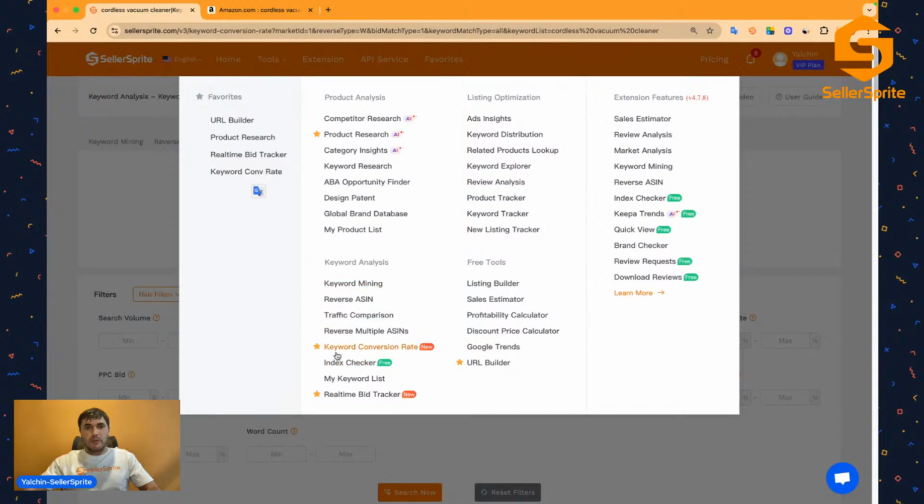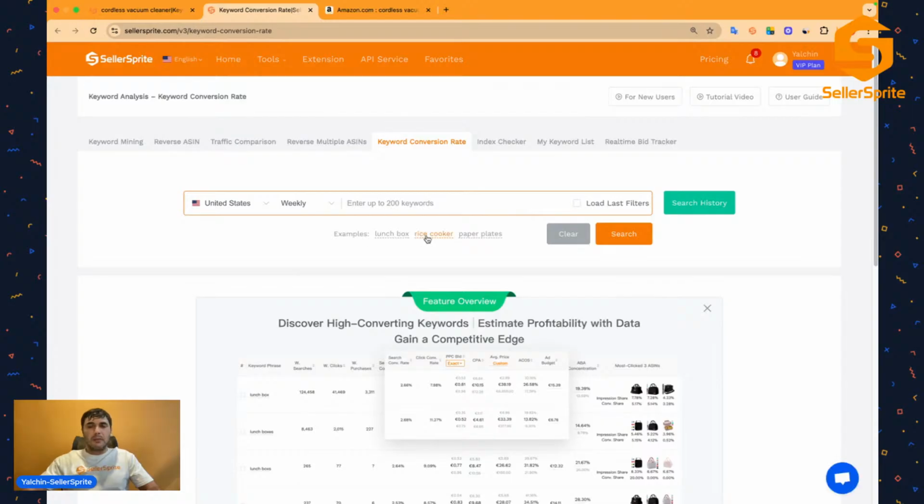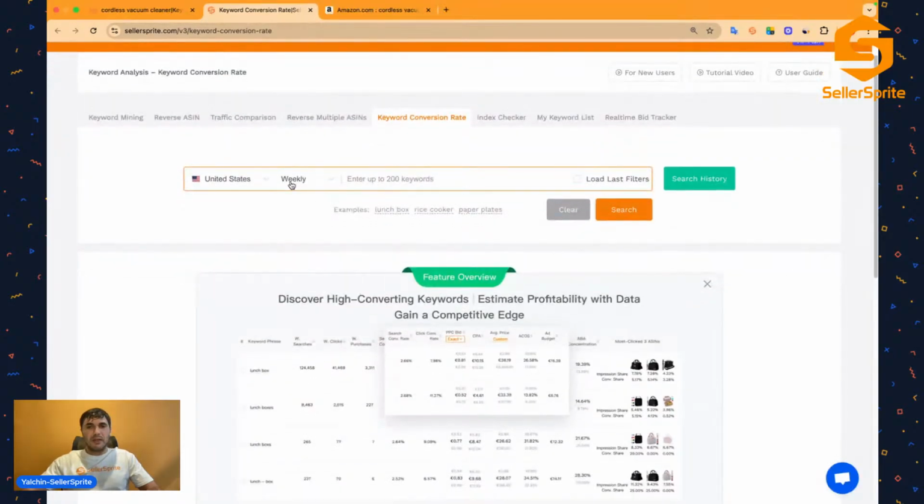On the tools menu, we find the keyword conversion rate here. Open it. There are different kinds of data. We can choose it weekly, or we can choose 3 months, 90 days data. You can do the same thing for different countries: Japan, Spain, Italy, etc. Now I'm going to select United States weekly.